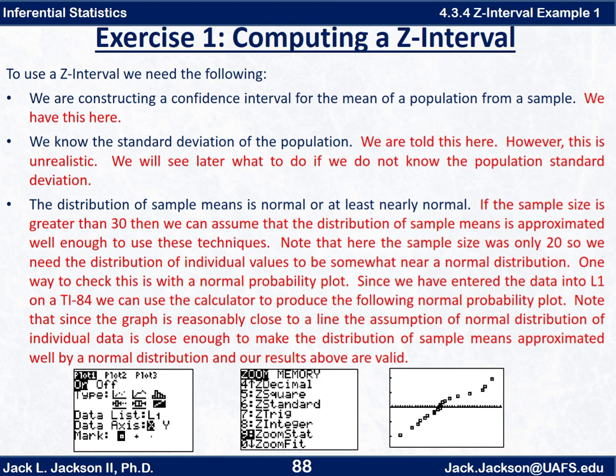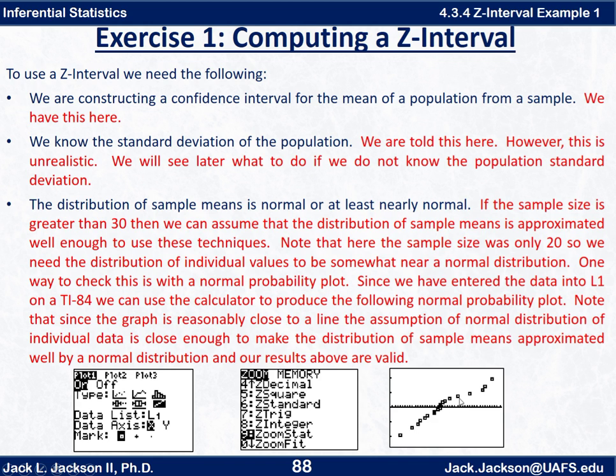So one way we could check this is with the normal probability plot that we had studied earlier in the course. Since I entered the data into L1 on my TI-84, we can use the calculator to produce a normal probability plot. The way you do that is you press 2nd, Y=, which is stat plot, and then you go to Plot 1 and turn it on. Make sure you choose this last one here. The data is in List 1, and mark it with one of the marks here. Then I did a zoom fit. I turned off my other graphs, and then I did a Zoom 9, and we get the normal probability plot.